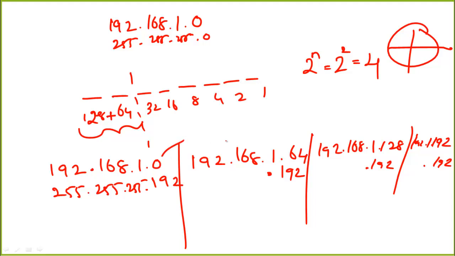So what will be the first IP address? 1.0 will be the first IP address. 1.64 will be the first IP address. 1.128, 1.192. What will be the last IP address? Here it is 1.63, because 64 is the next IP address for the next network. So 63 is the last IP address, which is the broadcast. Here 1.127. Here 1.191. Here 1.255.